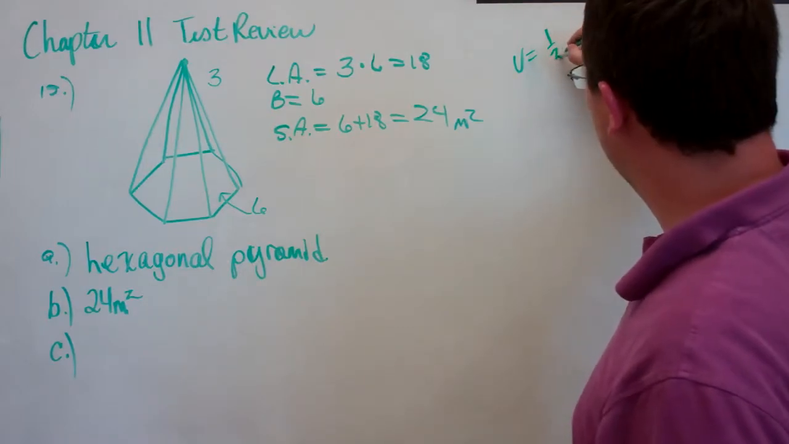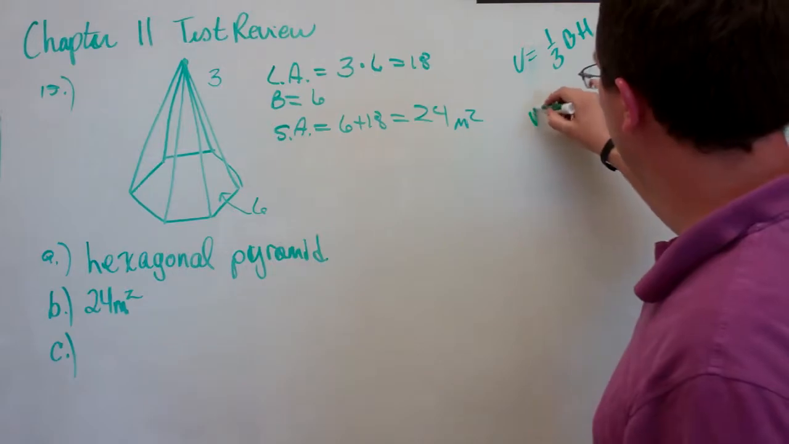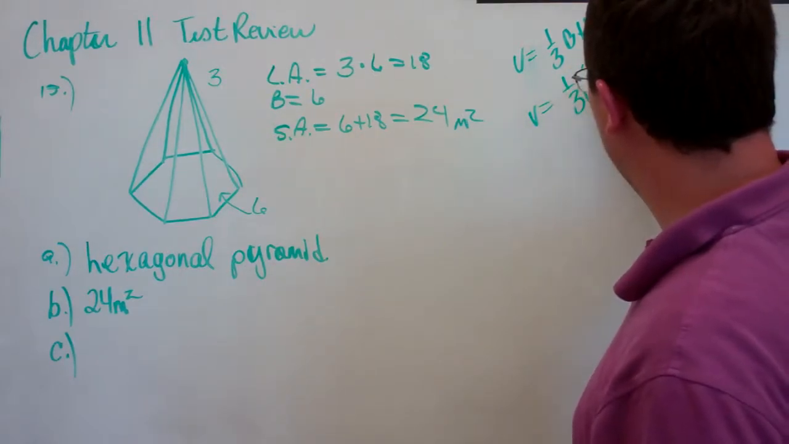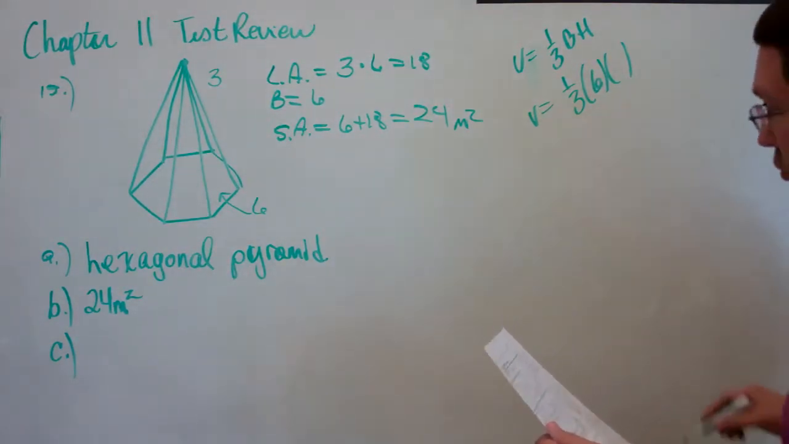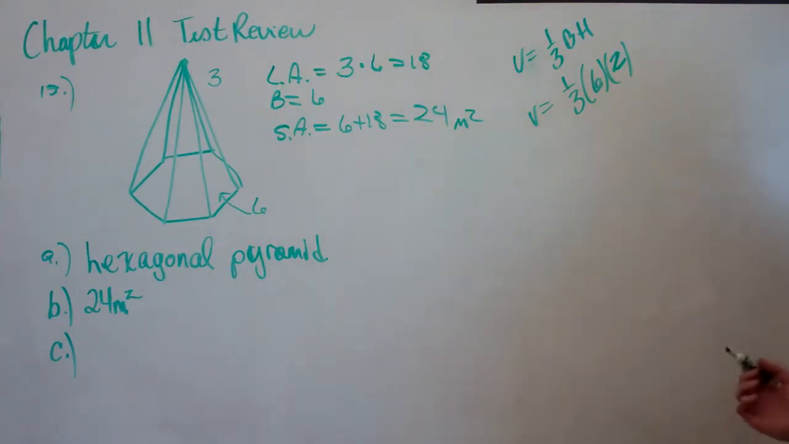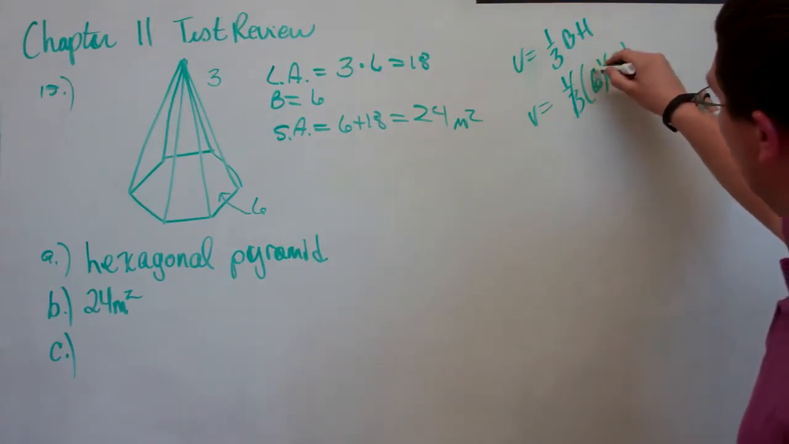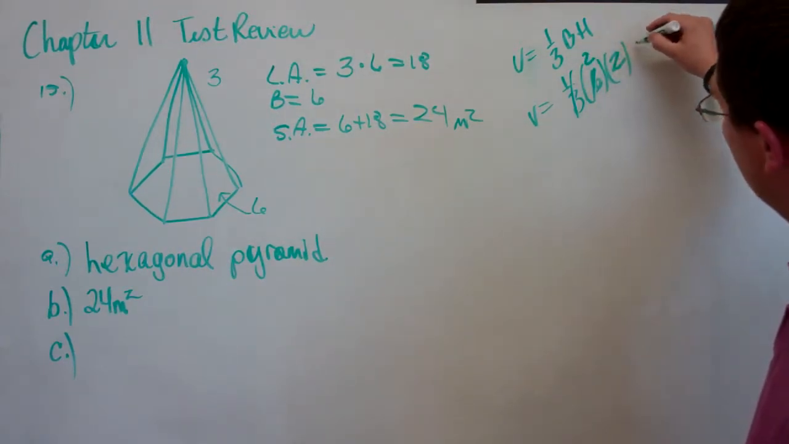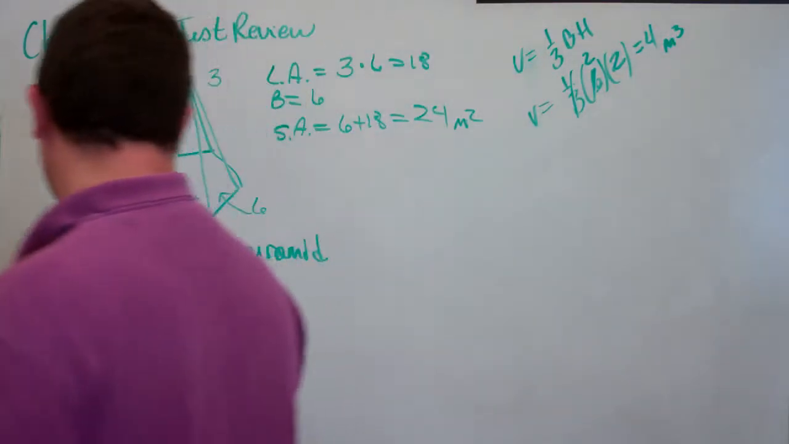Remember, volume is 1/3 base, area of the base times the height. Well, 1/3, we know the area of the base is 6. And now they're saying the height is 2. So that's it. Area of the base we know, and they told us the height is 2. The 1/3 and the 6 will cancel down to a 2, so that is 4 meters cubed.